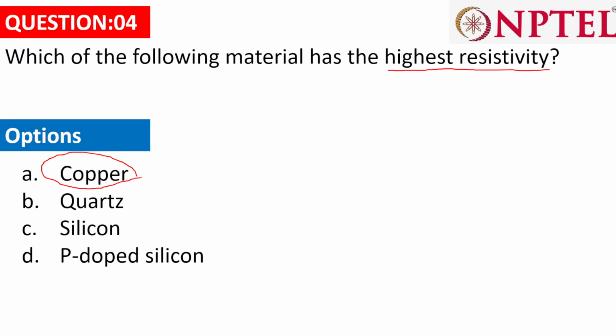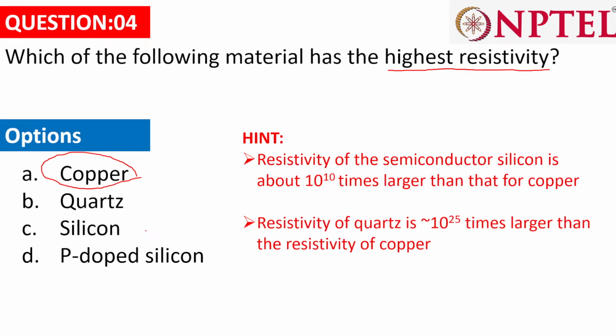We do put silicon. I'll give you the hint. See, the resistivity of a semiconductor like silicon is about 10 raised to the power 10 times more than copper. But the resistivity of quartz is 10 to the power 25 times larger than copper.